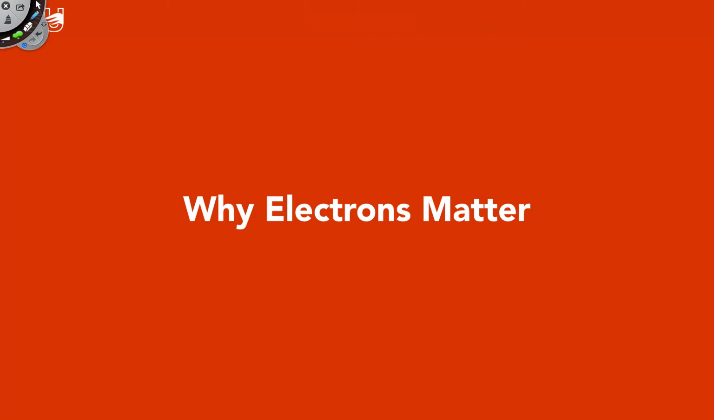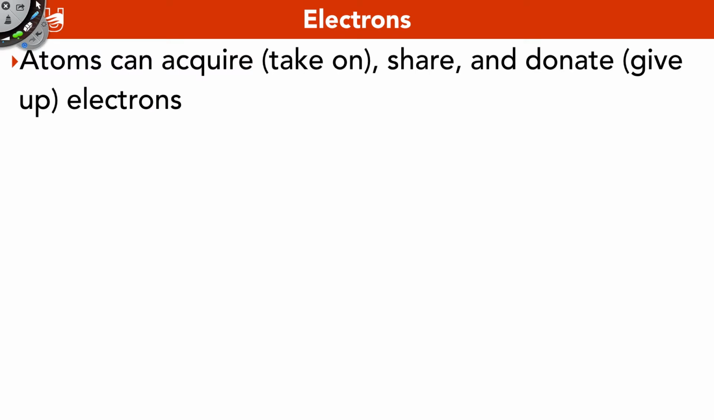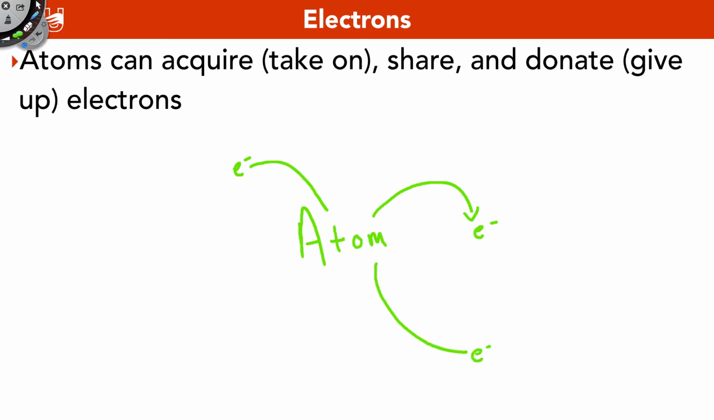Previously, we've covered the basic atomic model. Now we're going to talk specifically about electrons, because those are pretty important when it comes to biology. As we said before, atoms can take on, share, or lose electrons. So sometimes electrons become part of an atom. Sometimes an atom will lose an electron. And sometimes it can share an electron or several electrons.